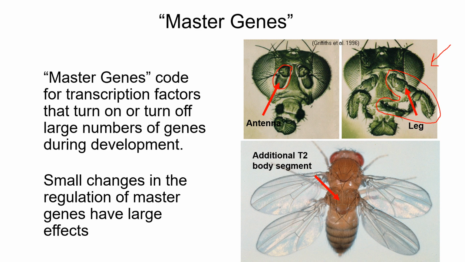The picture on the bottom there shows a fly with two sets of wings. That is unusual. We've got a thorax here, and we've got a second thorax here. So we should only have one thorax and one pair of wings. Now what's happened here, we've got another gene, a master gene, that was turned on in the wrong spot. And it told one of the segments to develop into the thorax instead of becoming part of the abdomen.